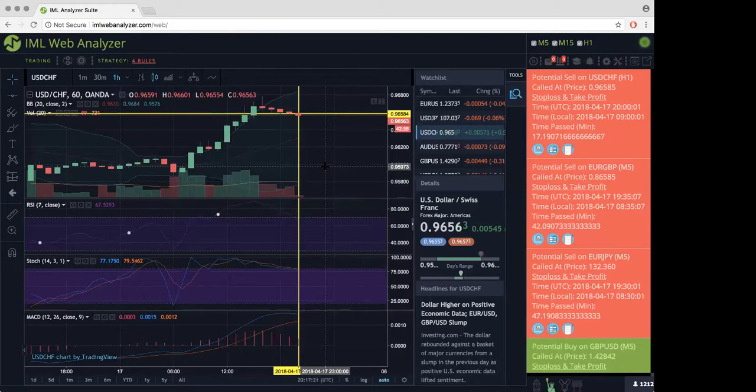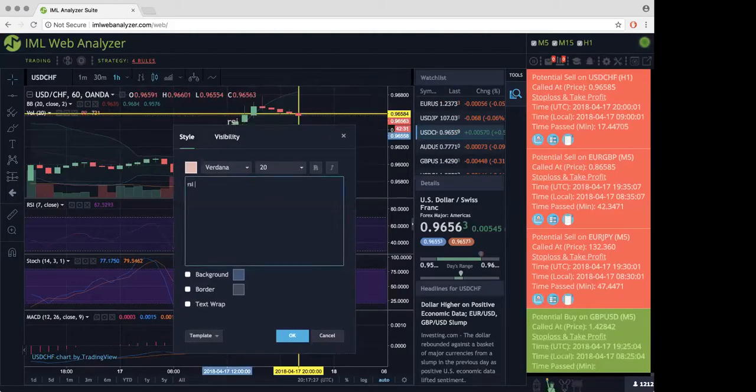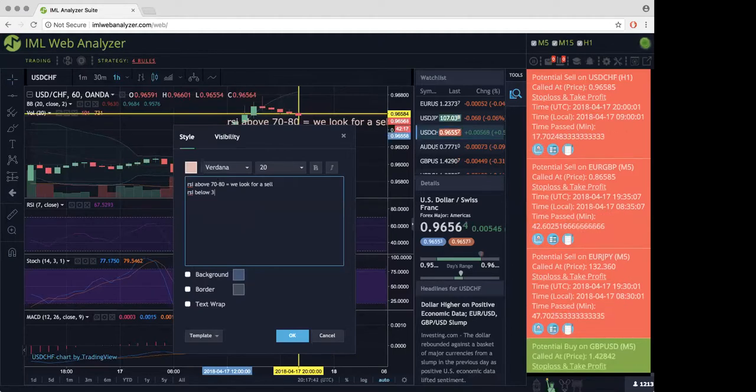What that means is, if the RSI is above 70, then we look for a sell. It's normally in the region of 70 to 80. And with the RSI below 30 to 40, look for a buy.